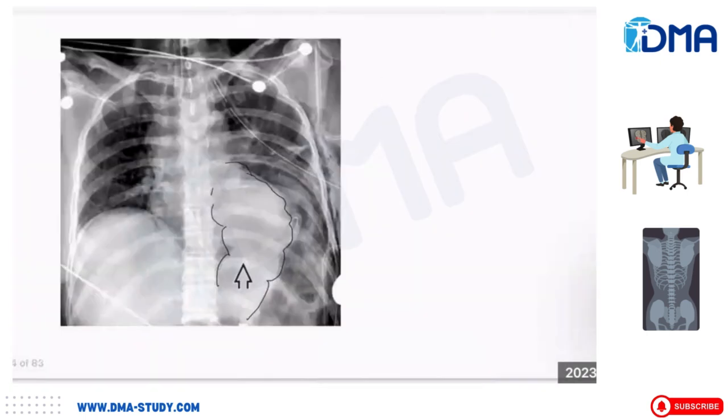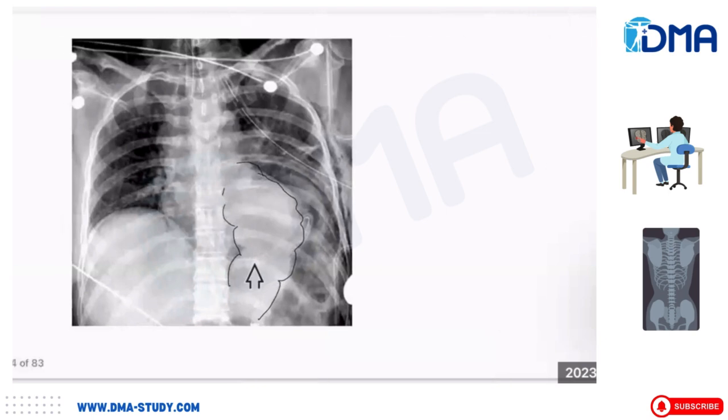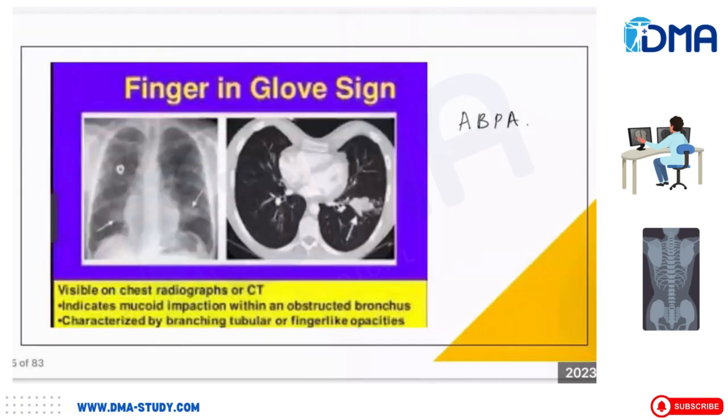What is this? A bowel which is supposed to be below the diaphragm has come inside the thoracic cavity. So that goes on to say that the diaphragm is not intact. So it is a diaphragmatic rupture.